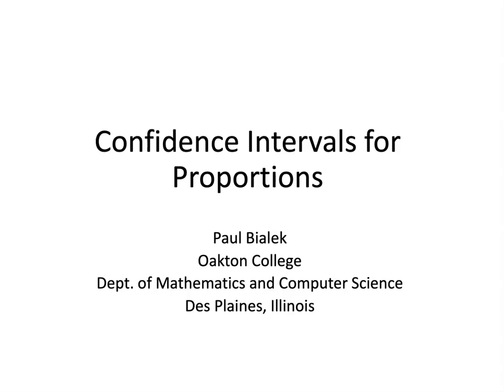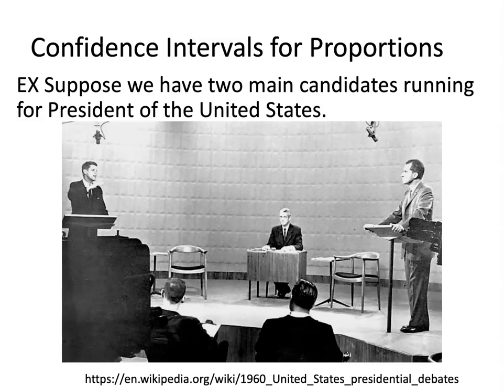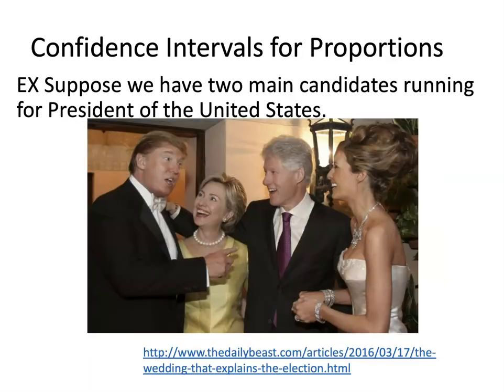Let's look at confidence intervals for proportions. Suppose we have two main candidates running for President of the United States, like John F. Kennedy versus Richard Nixon. This is their 1960 debate. Or how about Donald Trump versus Hillary Clinton? They ran against each other in 2016.